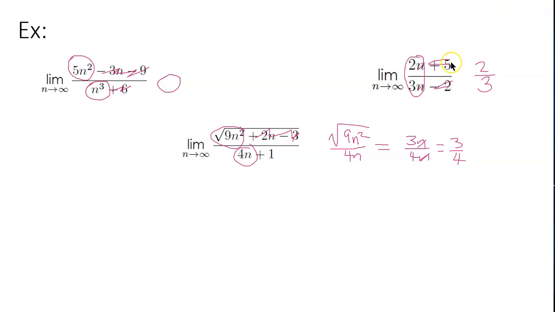So these two go at about the same rate, so you're looking at their leading coefficients. Because the n part's going to cancel out, all that you're left with is the 2 on top and the 3 on the bottom, or here the 3 and the 4.